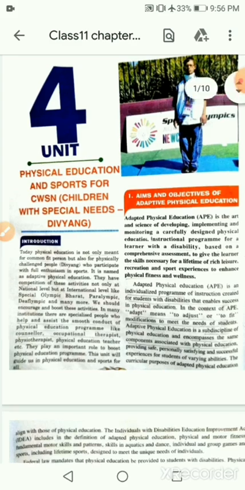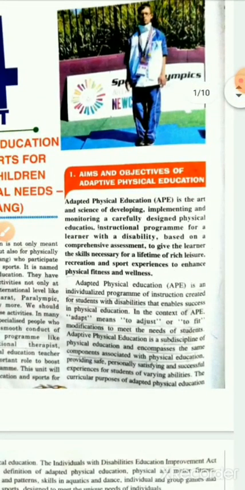So, aim and objectives of adaptive physical education. Adaptive physical education is the art and science of developing, implementing, and monitoring a carefully designed physical education instructional program for a learner with a disability based on a comprehensive assessment to give the learner the skills necessary for a lifetime of recreation and sports experience to enhance physical fitness and wellness.